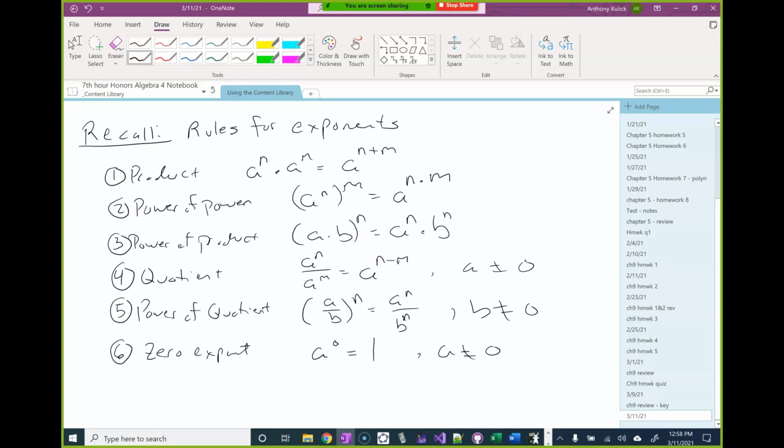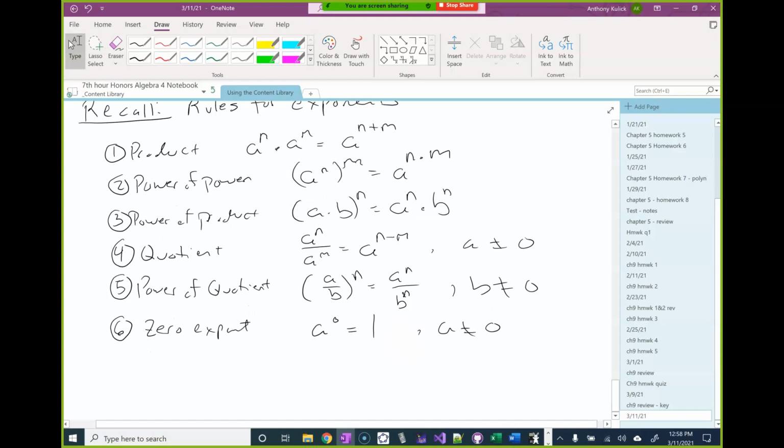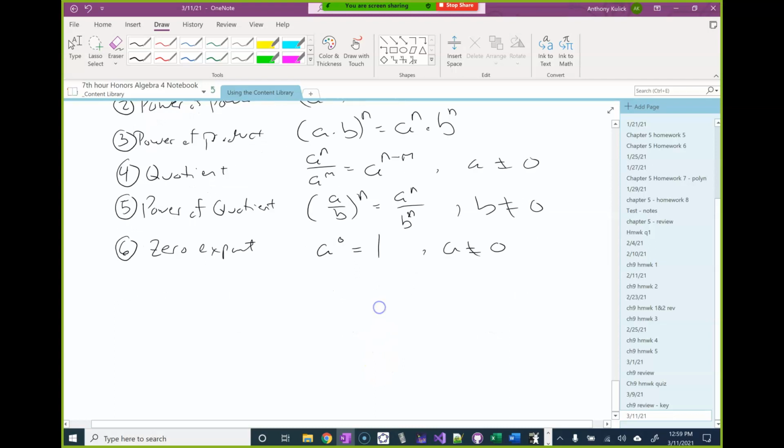So, if we take these properties together with our new exponential definition for a radical, we can deal with square root of 2 times cube root of 2. So let's return to that.